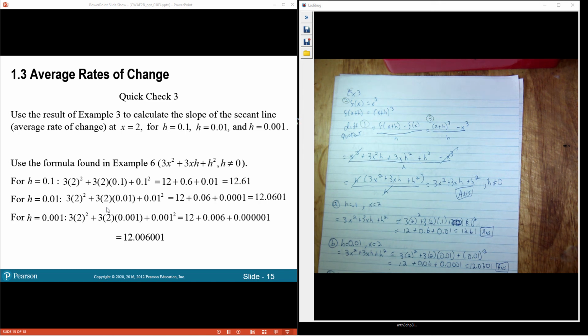This next one, use the result to calculate the slope of the secant line, the average rate of change at x equal to 2, where the step value in this case is h equal to 0.1. Then h is 0.01, then 0.001. Point is, notice what happens when you let the intervals get shorter and shorter. We get to a point where we can find the derivative at a particular point.